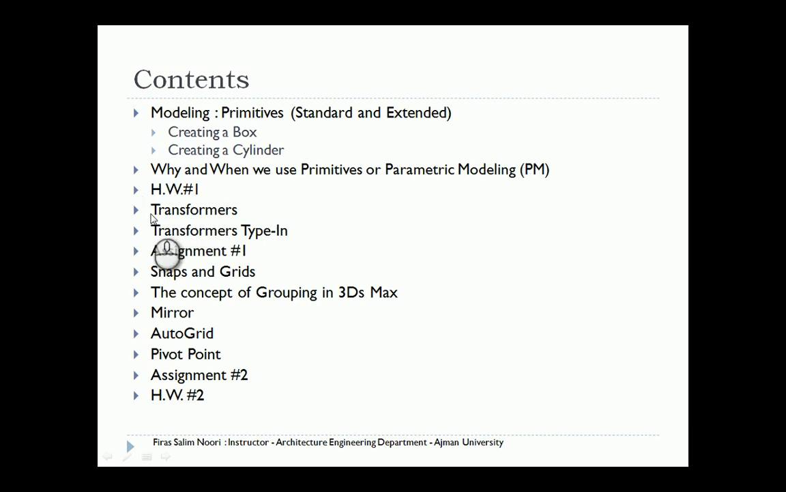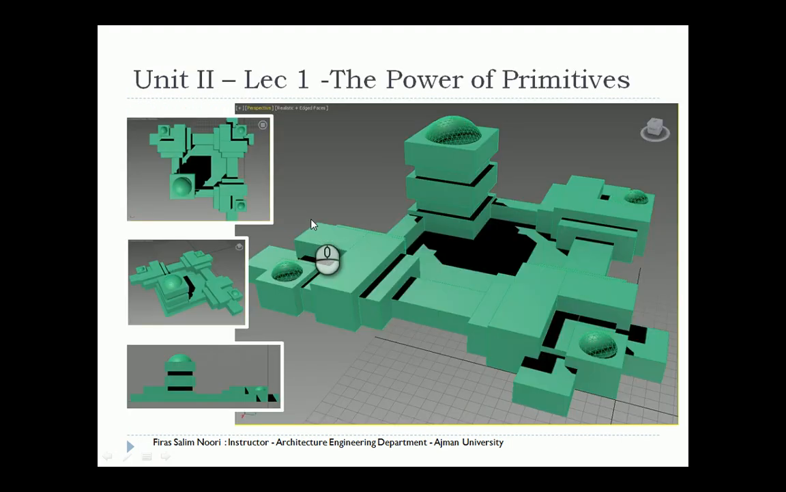And homework 1: transformers, type in assignment number 1, snapping and grid, the concept of grouping, mirror, AutoGrid, pivot point, and I'm going to have some assignment or exercise. I'm not going to give all homeworks and assignments. I'm not going to model them all, not by necessity, but we're going to see within the work how it's going to be accomplished. Anyway, that's what I want to show you at the end, or at least we should reach.